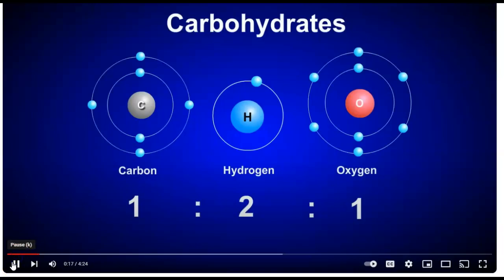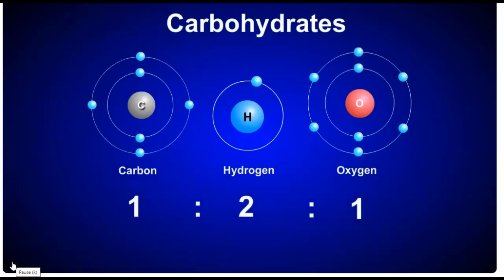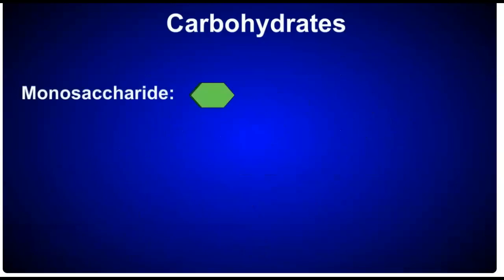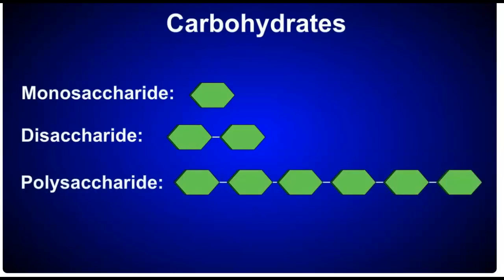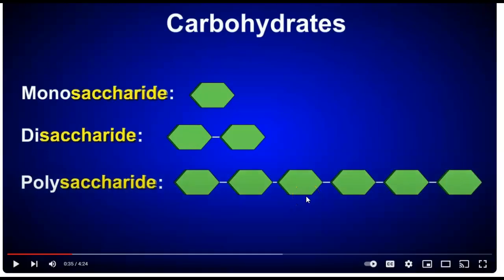We can represent the proportion of these elements within carbohydrate molecules with the formula CH2O. Most carbohydrates are characterized as either monosaccharides, disaccharides, or polysaccharides. So what you'll see with carbohydrates is carbohydrates are made up of only three elements: carbon, hydrogen, and oxygen. But it's the unique way they're rearranged that give them their special properties.